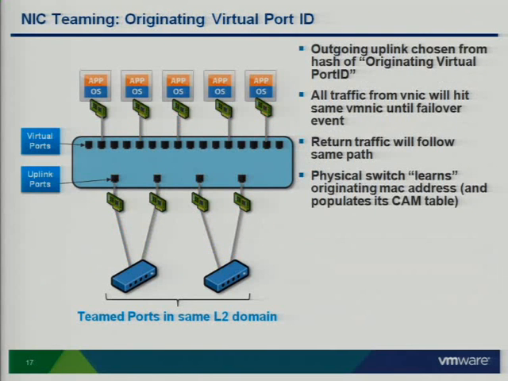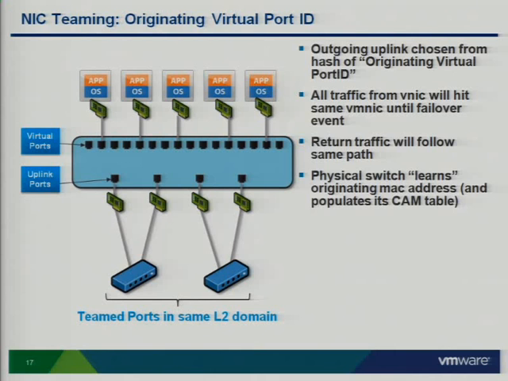The second choice is NIC Teaming based on originating virtual port ID. This virtual port ID is actually an internal entity, a number we assign to the internal port of the virtual switch. In this case, it's a static choice. The outgoing uplink is chosen from a hash of the originating port ID. I think the hashing based on the originating virtual MAC is similar in nature.